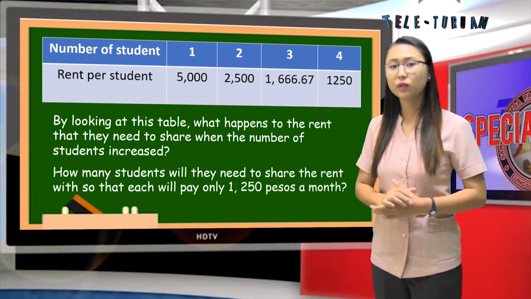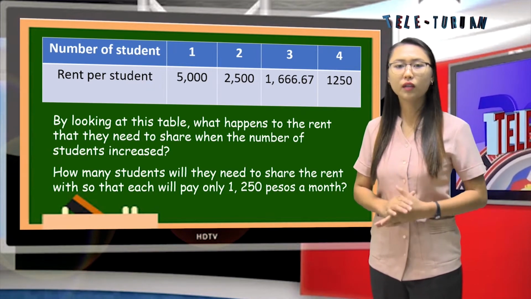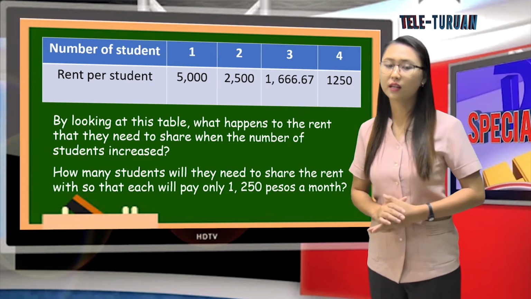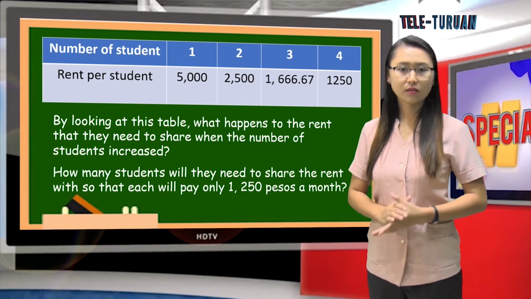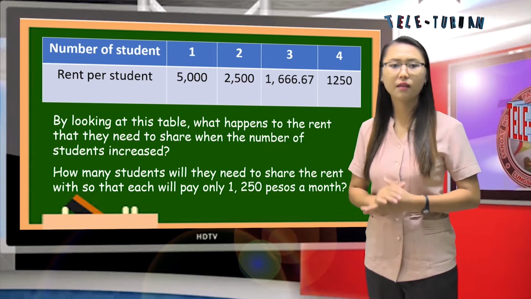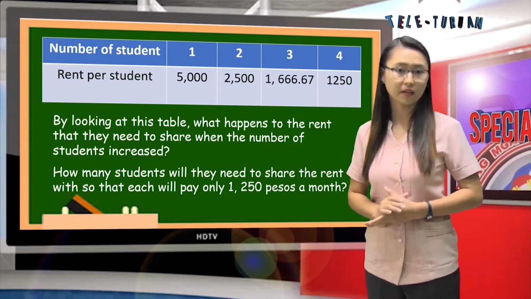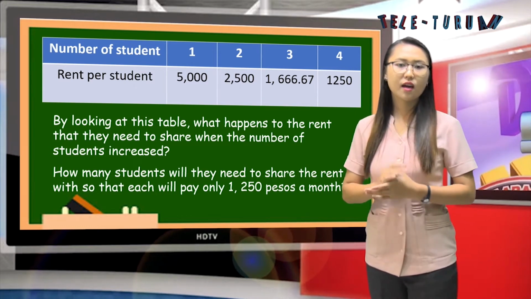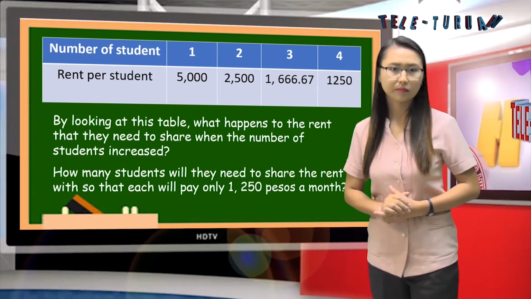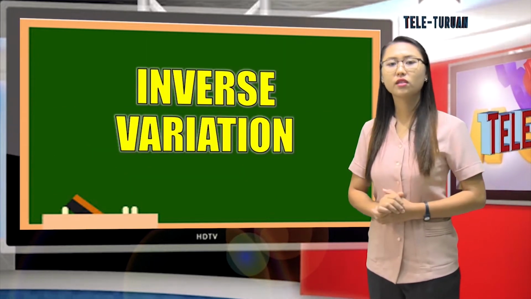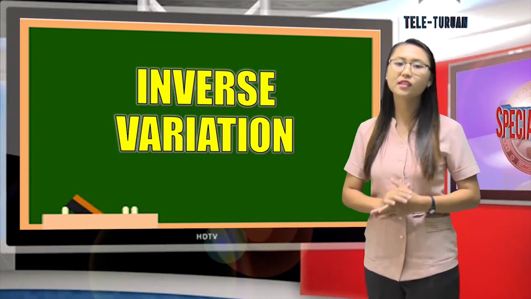How many students will they need to share the rent with so that each will pay only 1,250 pesos a month? Based on our table, each student will pay 1,250 pesos if there are 4 students that will rent the apartment. Since they are already 2, they need 2 more students. This situation is related to our lesson for today, which is about inverse variation.